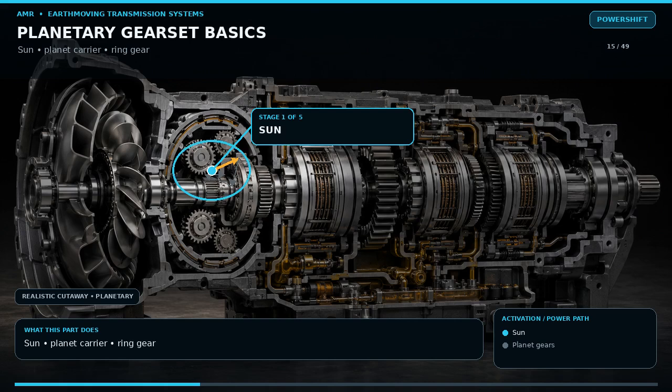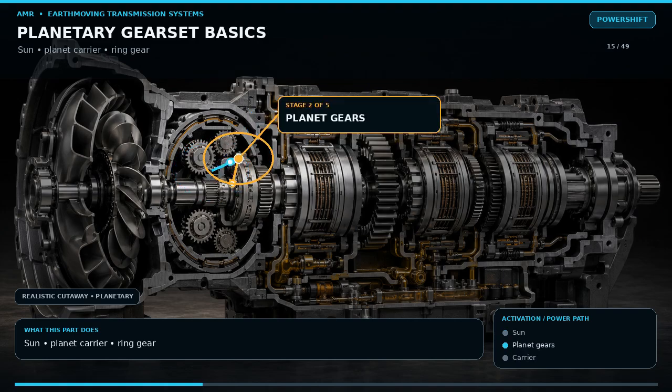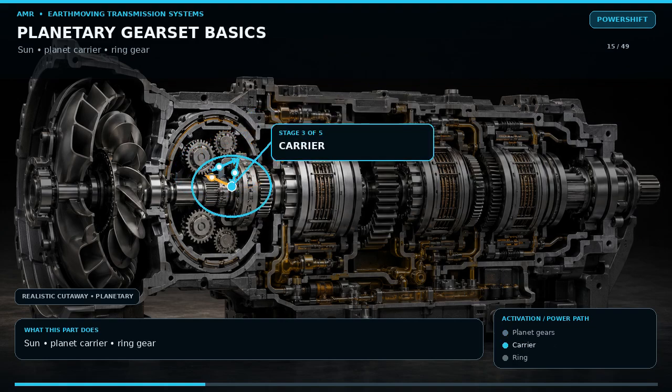A simple planetary gear set has a sun gear in the center, planet gears mounted on a carrier, and an internal ring gear around them. All teeth remain meshed. A gear ratio is created by driving one member, holding another, and taking output from the third. For example, drive the sun, hold the ring, and the carrier turns forward more slowly with increased torque. Drive the sun, hold the carrier, and the ring turns in reverse. Lock any two members together and the entire set rotates as one unit in direct drive.